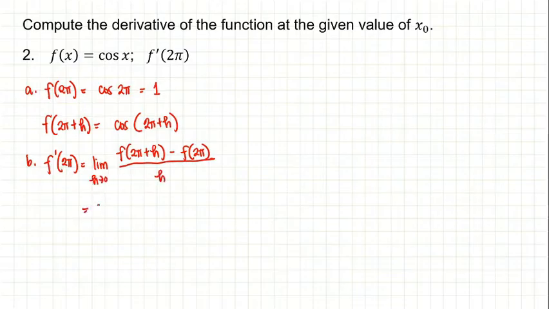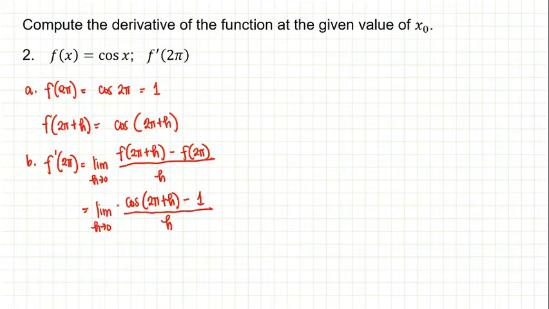So from that, we substitute the values. F of 2 pi plus h is cosine 2 pi plus h minus f of 2 pi is equal to 1 all over h as h approaches 0. Okay? Now, cosine 2 pi plus h, we can separate that. Using the sum or difference property of cosine, we have cosine of a plus b is just equal to cosine a cosine b minus sine a sine b.